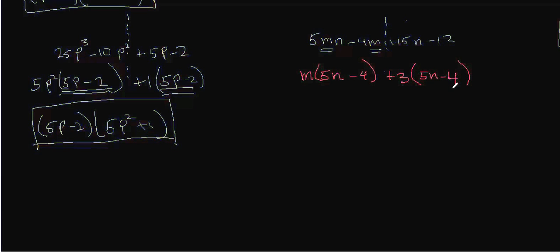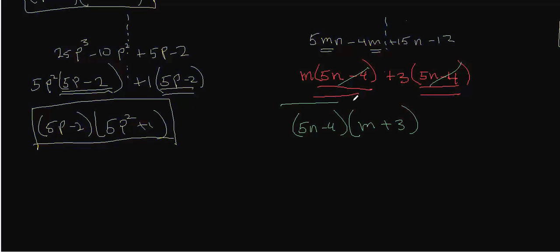So what are our common factors? As you can see, you take out the common factor. Let me change colors again so it looks a little different. We will have 5n minus 4. Removing those out of the way leaves us with m plus 3. And then we have our factors here, 2 prime factors. You can't factor this any further.